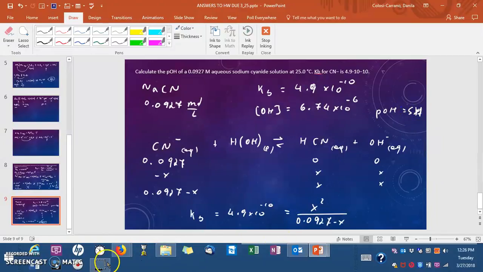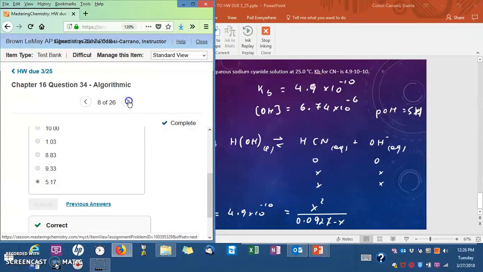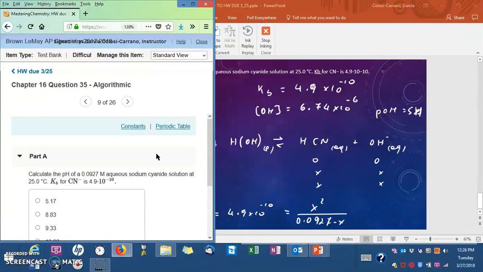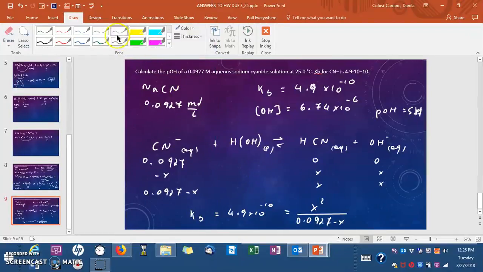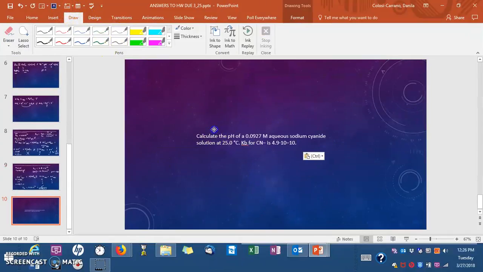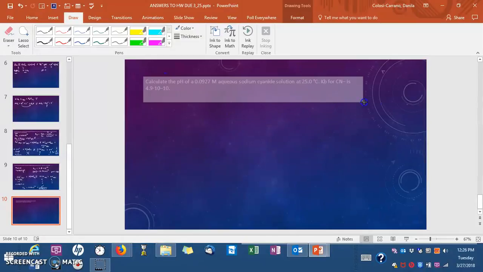So let's go here. This is what I have, and it's fine. So next one, calculate the pH of this also. So copy it into the new template here. So calculate the pH of a solution of sodium cyanide.